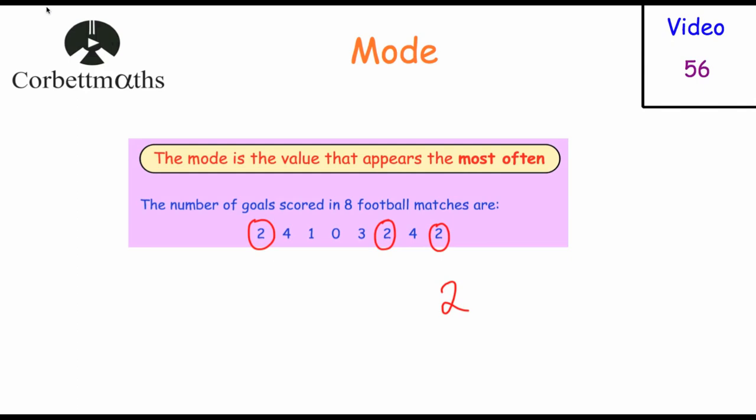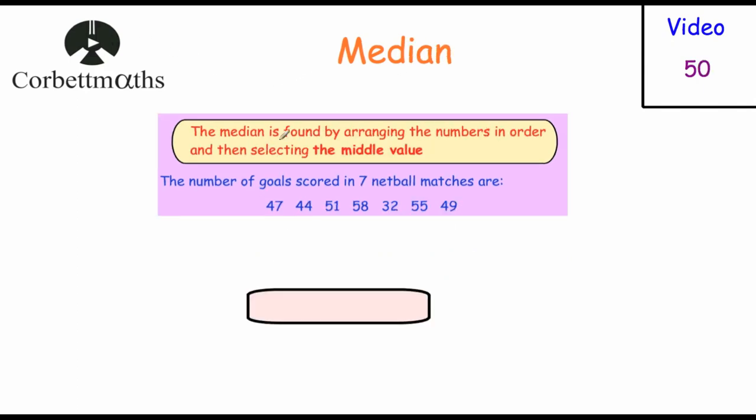Okay, our next one is the median, and the median is found by arranging the numbers in order and then selecting the middle value. So here we've got the number of goals scored in 7 netball matches. So we've got 47, 41, 51, 58, 32, 55, and 49. Now we're looking for the median, so that's the middle value. So let's arrange them in order. So 32, and then we've got 44, and then 47, and then 49. And then 51, 55, and 58.